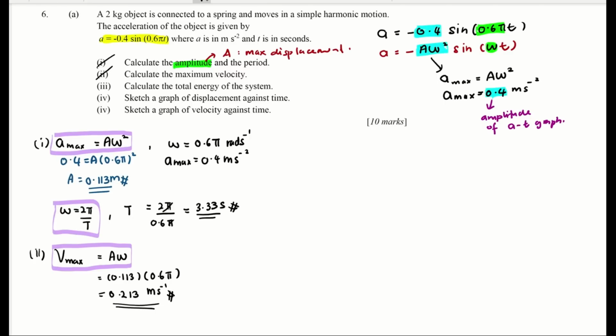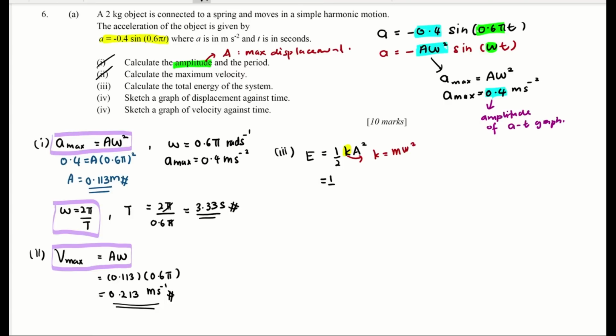And then the third one, calculate the total energy of the system. So this is very easy. The total energy of the system E is equal to half KA squared. Ataupun kalau kita tahu nilai K ini adalah M omega squared. Kat depan pun dia tulis half M omega squared A squared, di mana K adalah M omega squared.